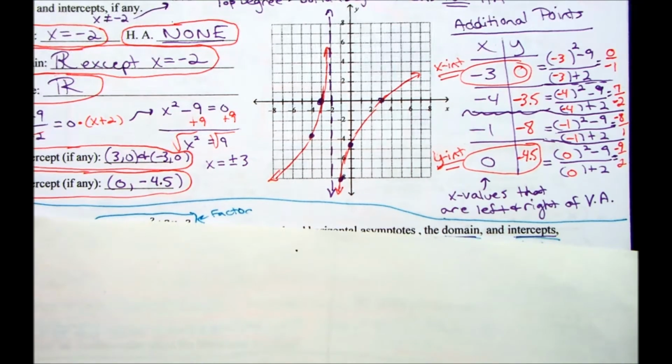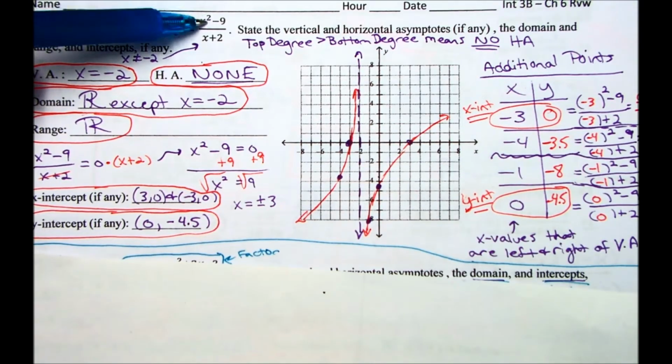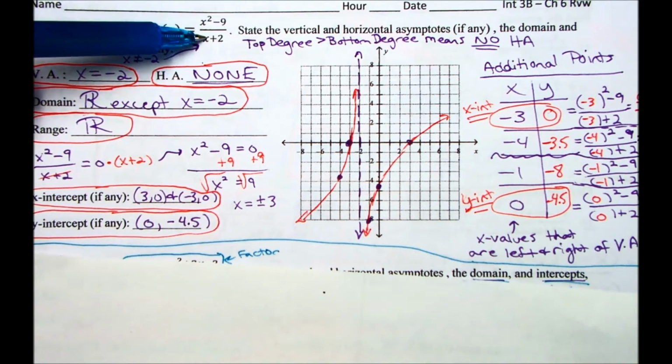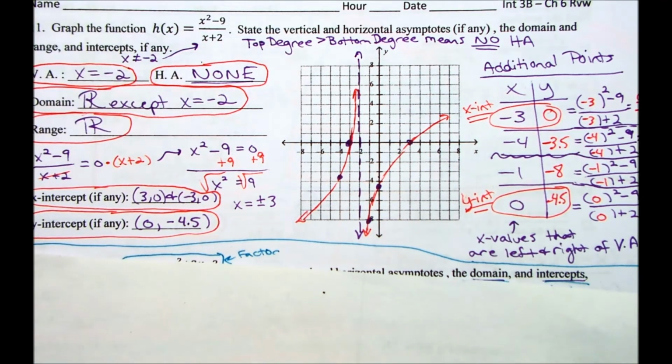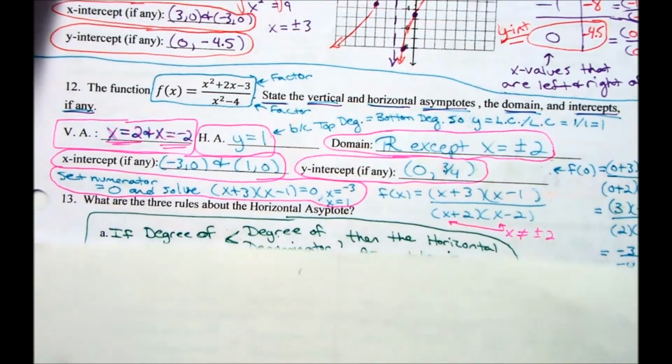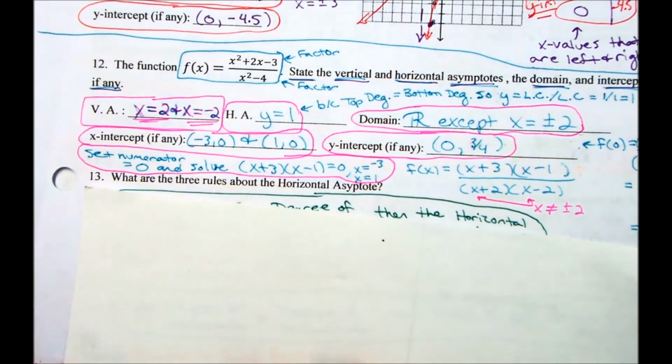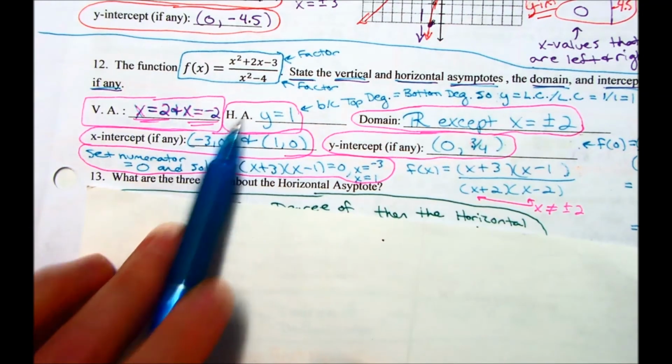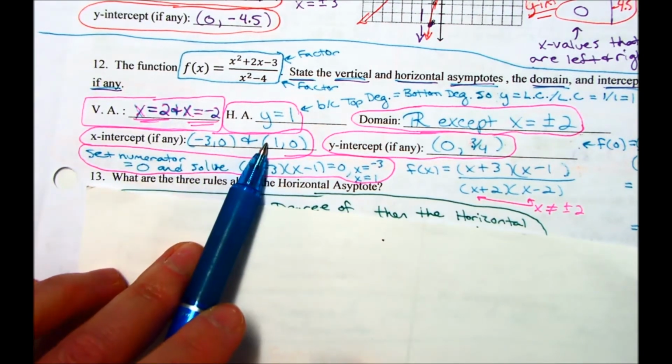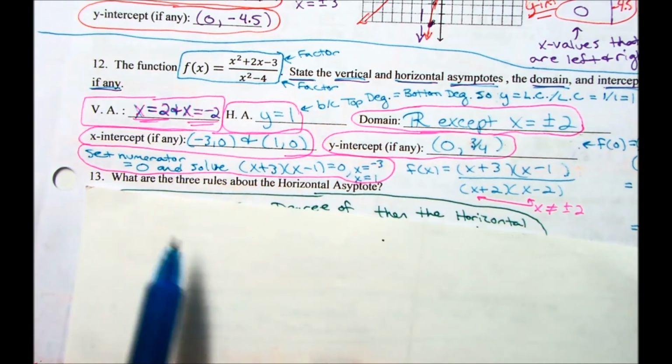All right, so again, that's a graph that has a degree on the top that's bigger than the degree on the bottom, meaning there's no horizontal asymptote. Okay, and then the next one here, we didn't necessarily have to graph it. We just had to state the vertical and horizontal asymptotes and the x-intercepts, if there were any, the y-intercept, and domain.